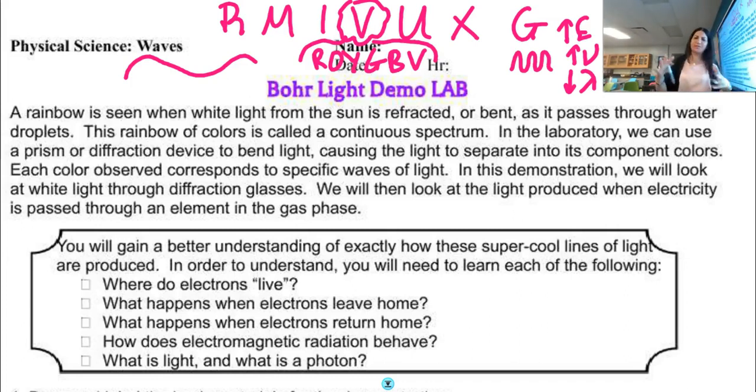And so there are some cool things that we can talk about as far as the way that our eyes work and the way that wavelengths hit, okay? So a rainbow is seen when white light from the sun is refracted, or bent, as it passes through water droplets. And so we're going to get something like a rainbow where we can split and see the different colors. The rainbow of colors is called a continuous spectrum.